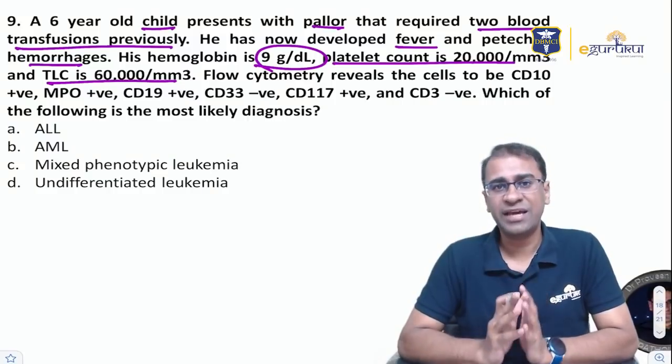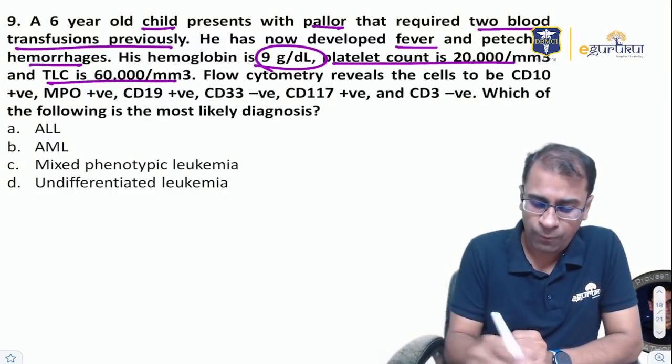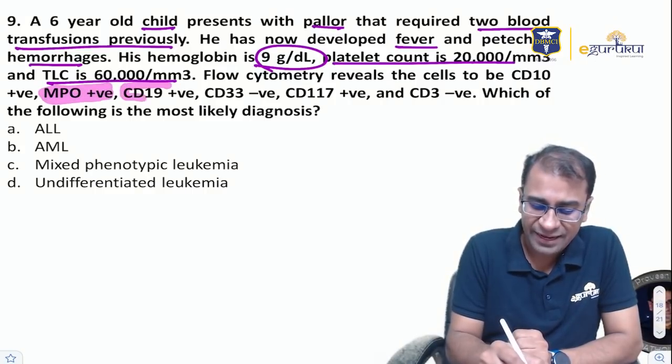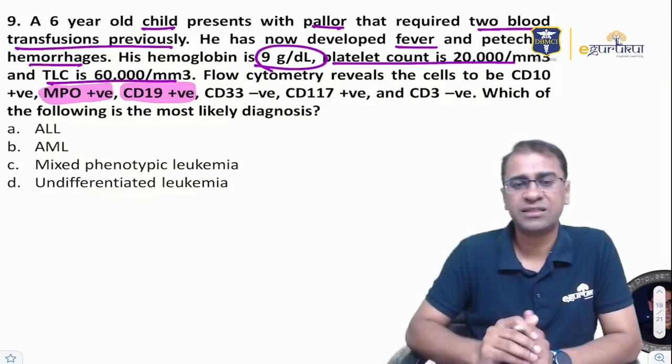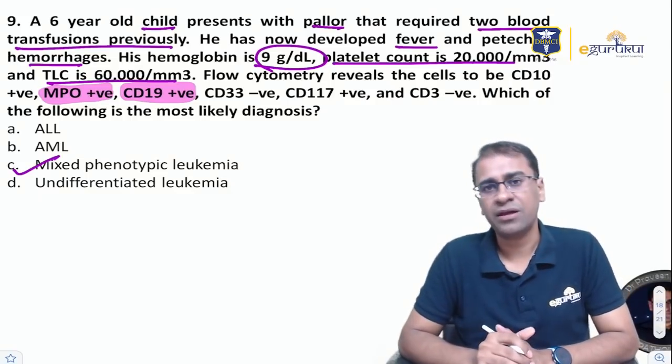Now what you see here, guys, is two findings. You should notice that MPO being positive means it's a myeloid tumor, but CD19 is also positive and hence it becomes a B-cell tumor. Such cases are referred to as mixed phenotypic leukemia.